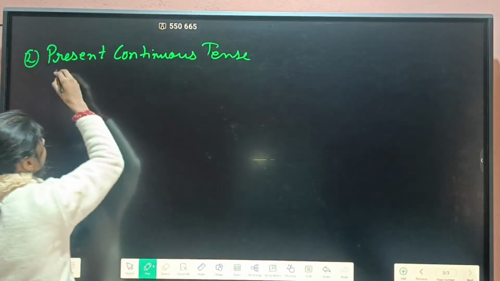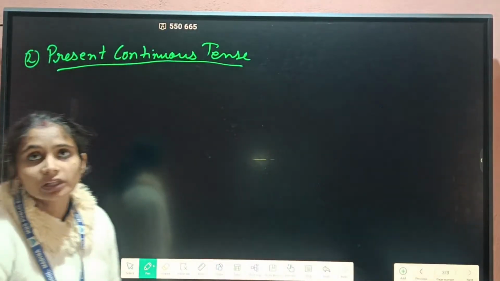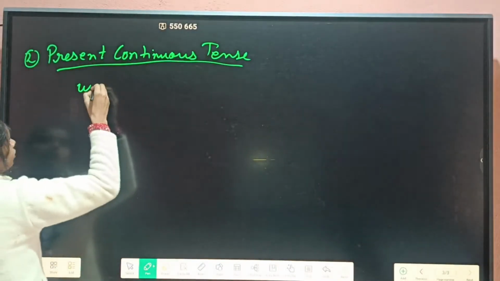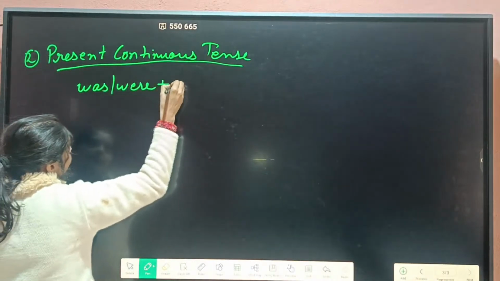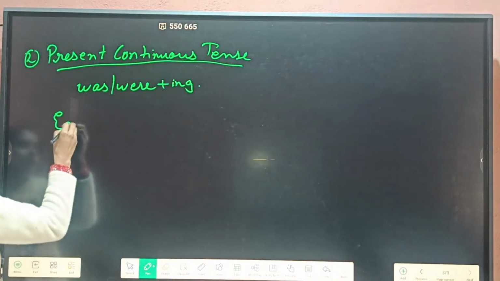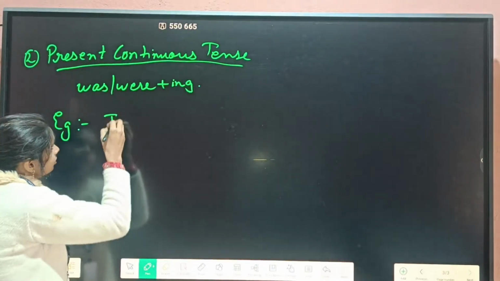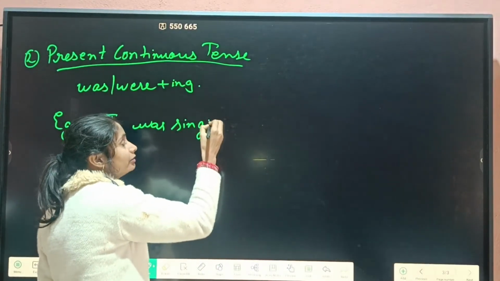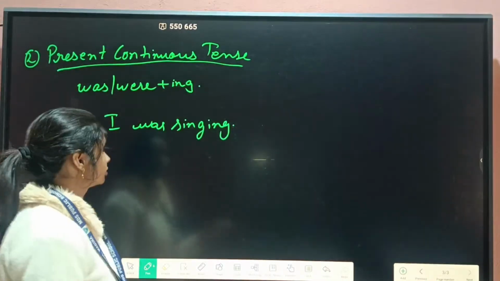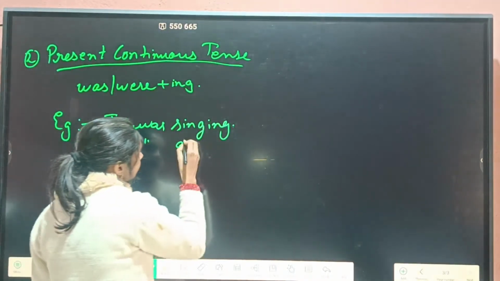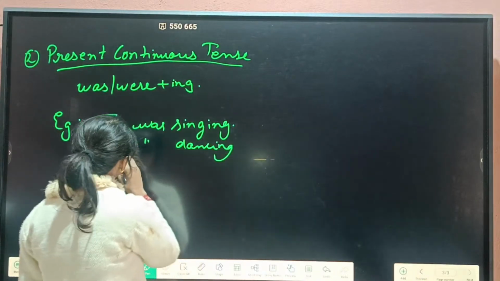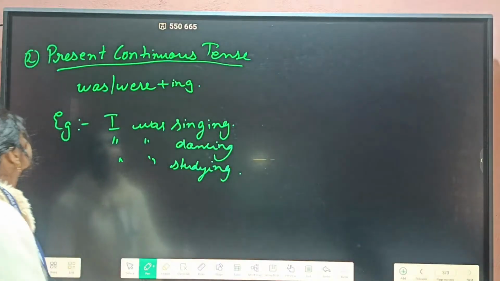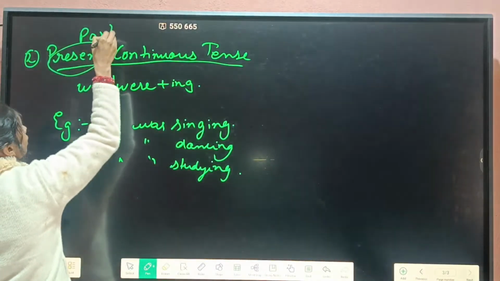Whenever we hear the word continuous, only one thing comes to our mind: continuous means ing, like was, were plus ing. What is the example? We can write any example. I was singing. Now you are not singing, but the activity of singing you have already done in your past. So you can write I was singing, I was dancing, I was studying. These are examples of past continuous tense, not present.